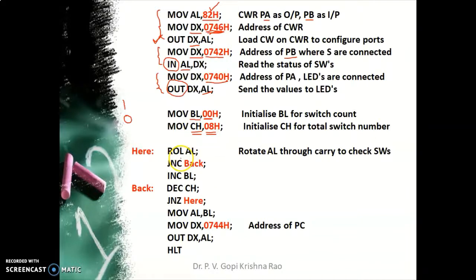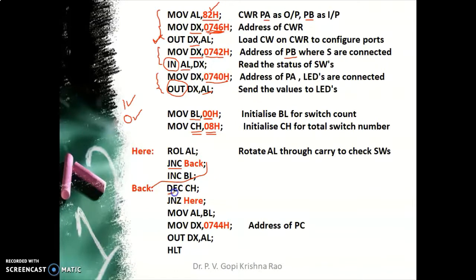Right. Then we will rotate left the content of the accumulator by 1, rotate left through carry. When this rotates, if the carry flag is not set, it is an indication that the switch is not pressed. If the carry flag is equal to 1, it is an indication that the switch is pressed. So when the carry flag is not set, meaning the switch is not pressed, the counter should not increment. So we will jump to this location.